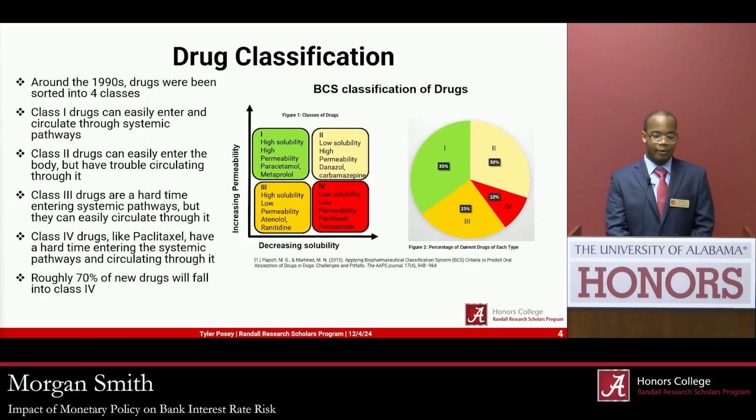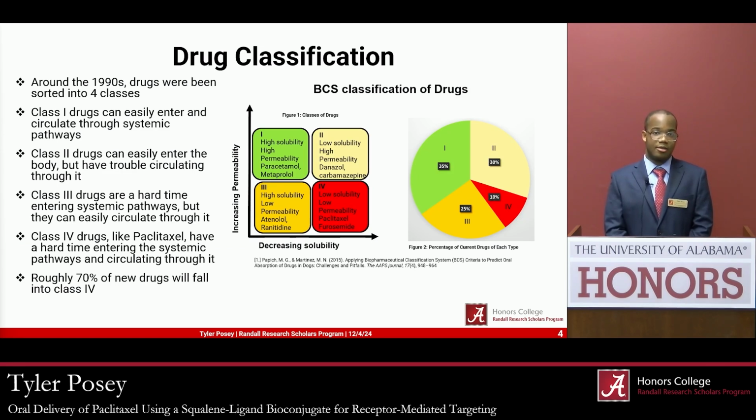So starting with the background, around the 1990s, scientists and doctors classified oral medicine into 4 categories depending on their permeability and solubility in the body. These are reflected in Figure 1, and I'd like to bring your attention to Class 4, which is shown in red. These drugs include our model, paclitaxel, which is an anti-cancer drug, and they have low permeability and low solubility. This means that they have a difficult time crossing the intestinal barrier to get to the systemic pathways, and they have an even harder time moving in those pathways to where they need to go.